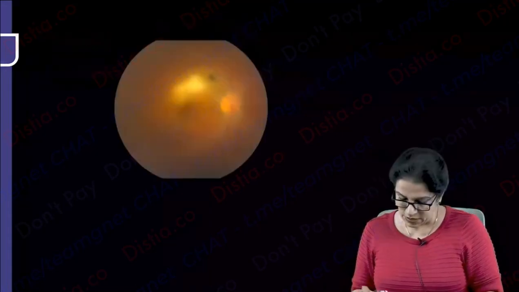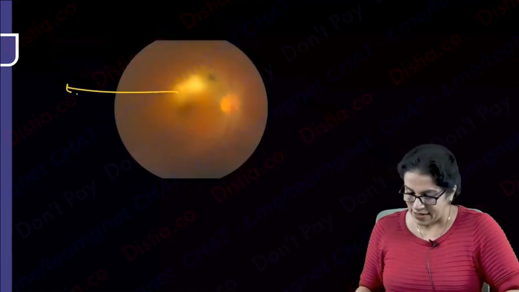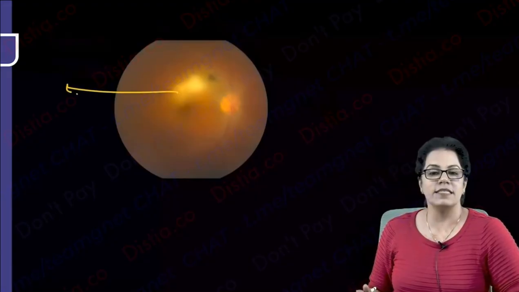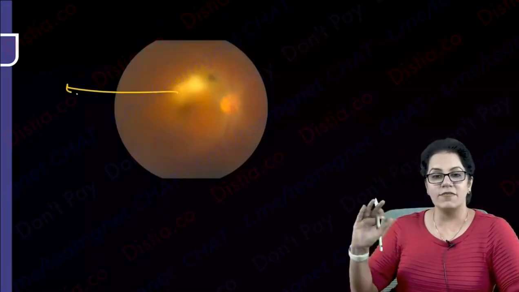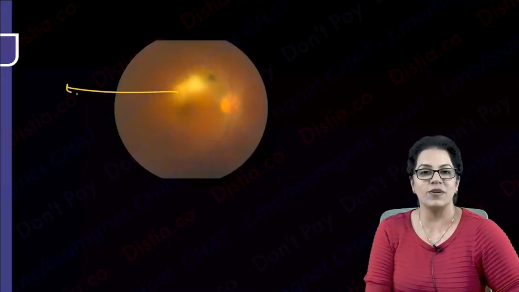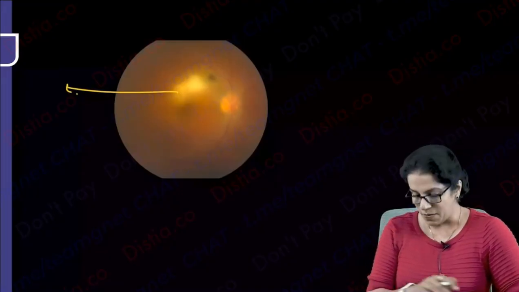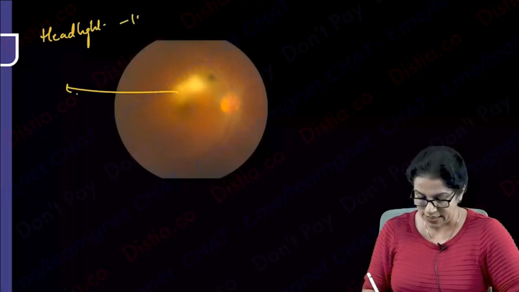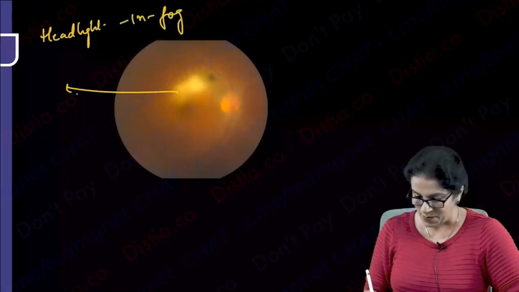Let's have a look. So this is what is headlight in fog. Can you see the choroiditis patches, right? White inflammatory, retinal inflammatory areas. These are all looking so hazy. Why are you seeing the retina choroidal findings so hazy? This is all because of intense vitritis. So this is the headlight in fog appearance.